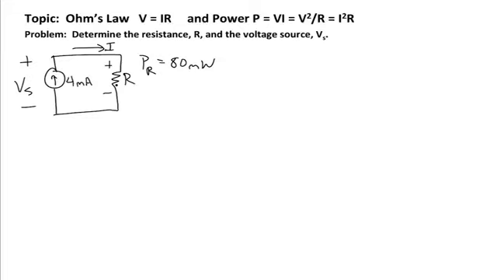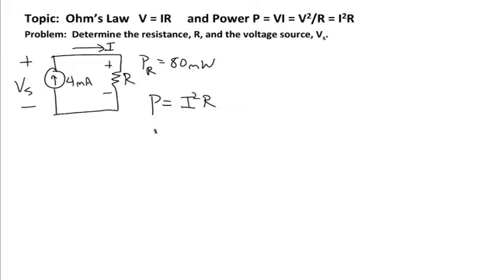So we know that using the equation for power, that power is equal to I squared times R. But we're given the power in this problem. The power in the resistor is equal to 80 milliwatts. We're also given the current. The current is equal to 4 milliamps in the problem. It's on the left-hand side as a current source. So we have everything we need in order to solve for the resistance.